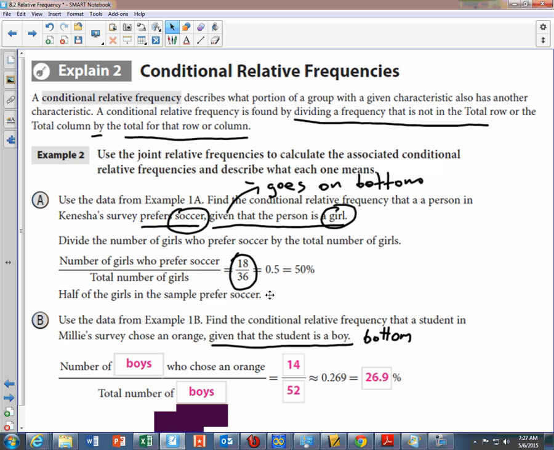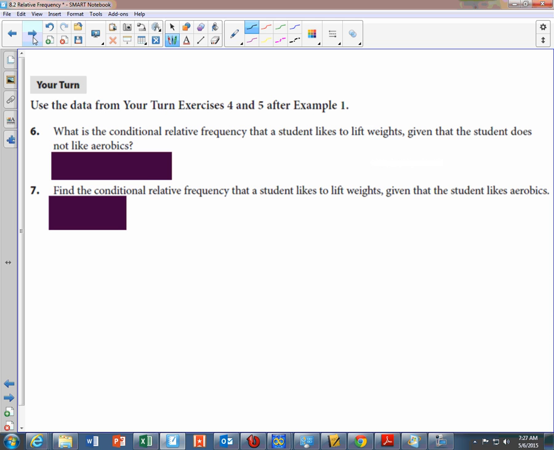So that's how you do a conditional relative frequency: look at what is given, put that on the bottom. Given that a student is a boy, okay, I have 52 boys. But how many boys chose an orange is 14. 14 divided by the number of boys is that number, okay? So I'm going to help you do this, because this is a little confusing for kids. We're going to use the data from the Your Turn exercise 4 and 5.